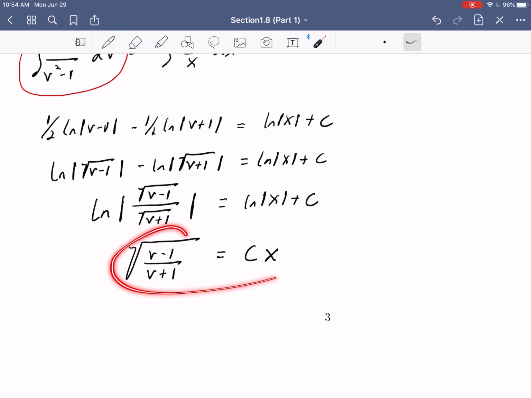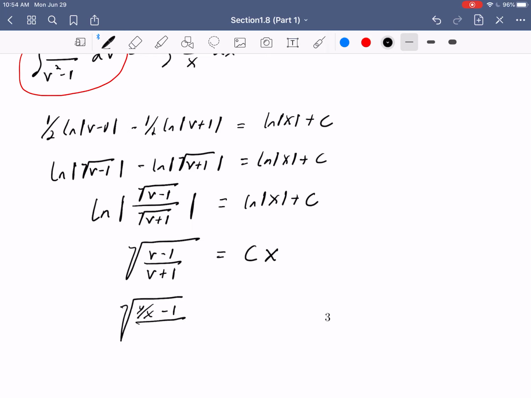And then we can replace the v being y over x and get square root of y over x minus 1 over y over x plus 1 is equal to cx. And then I suppose we could clear up the complex fraction, multiplying x on top and bottom, and get square root of y minus x over y plus x is equal to cx.